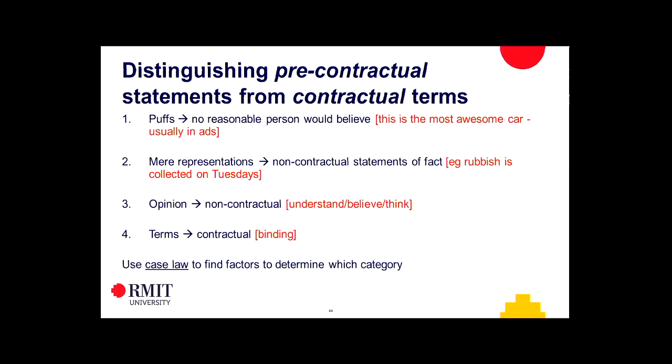Other representations such as non-contractual statements of fact. I don't like this example, but we've got rubbish is collected on Tuesdays. Could be a representation. One that's important for us to note is opinions are generally not terms. So I think that it will travel 25 kilometres. I know, maybe buying a moped. I believe that it may fit 10,000 sheep. Having these opinions are not contractually binding.